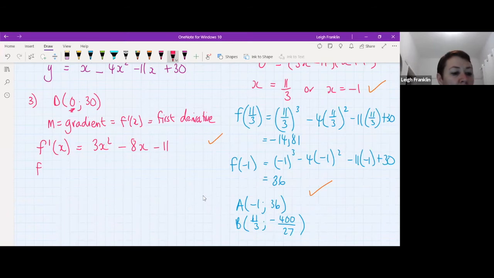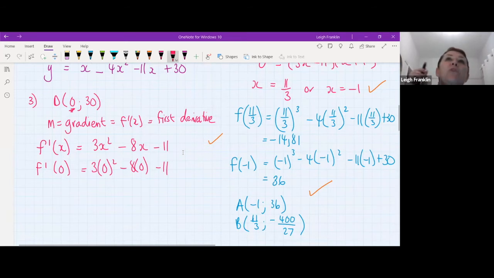So we are calculating f prime 0. Does that make sense to everybody? So I'm going to sub in my 0. If I wanted to know the gradient at another point, I would need a different x value. But it just so happens that the tangent touches the graph at the point D where x happens to be 0. Does that make sense to everybody?